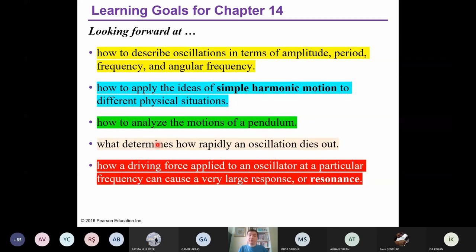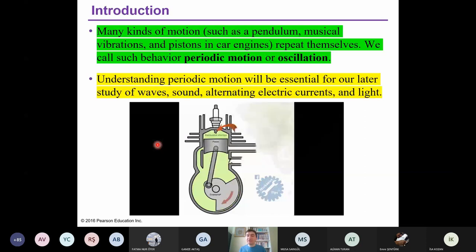Okay, you will use your previous information. Okay, why are we dealing with periodic motion? Why are we dealing with oscillation? Because many kinds of motion, such as pendulum, musical vibrations, pistons in car engines, also pistons in the industry. Okay, it has many applications, and this kind of motion repeats itself. This word is very important.